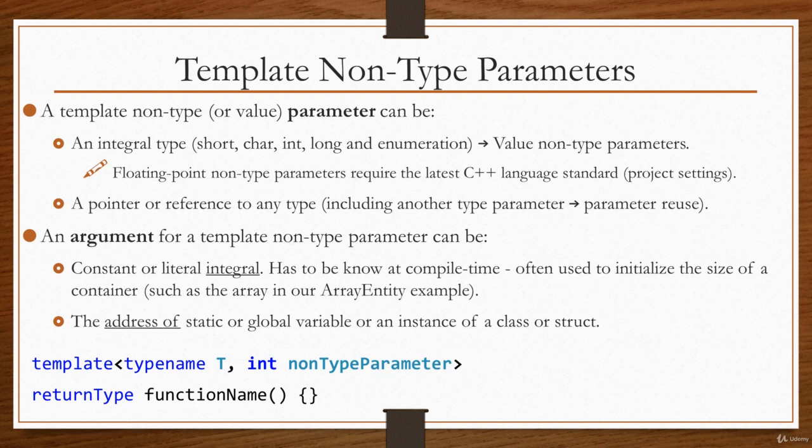Now I would like to note that floating point non-type parameters require the latest C++ language standard in the project settings. Okay, and then you can use floating point parameters as a non-type parameter. I'll show that here in Visual Studio in just a second.